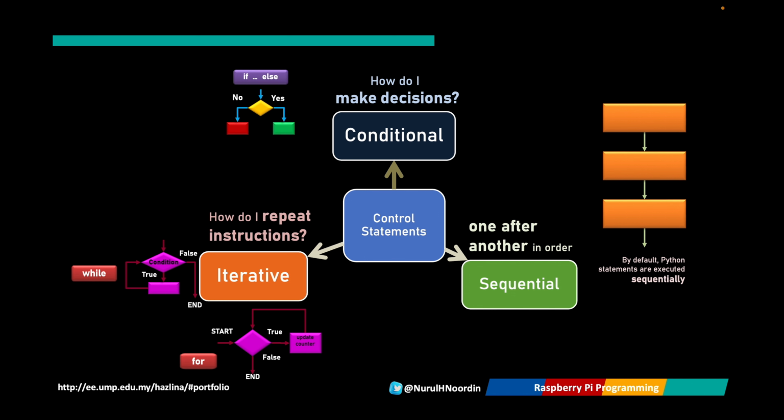The third control statement is the iterative statements or loops. Loops help execute tasks repeatedly without needing to write the same code multiple times. For example, we use a loop to make an LED blink continuously, turning it on, waiting for a second, turning it off, and repeating the process. Loops are essential for automation and real-time systems like traffic light controllers, sensor-based monitoring, and robotics, where tasks need to run continuously. Understanding these control structures, sequential, conditional, and iterative statements, is fundamental for writing efficient Python programs on Raspberry Pi.